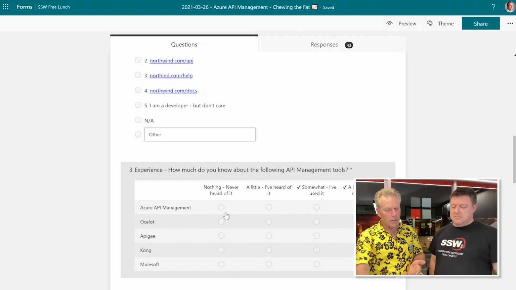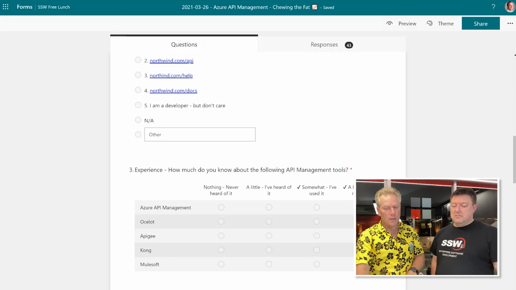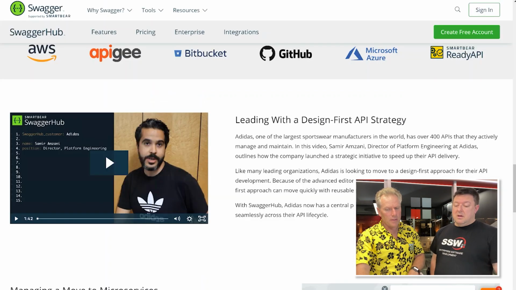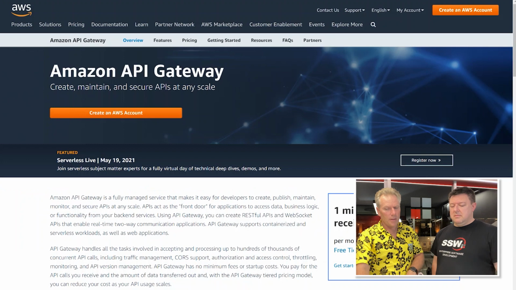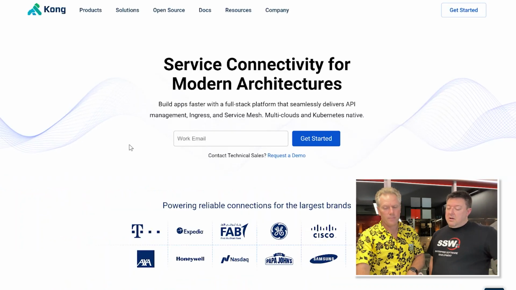You know, there's Azure API Management, there's Ocelot, Kong and MuleSoft and others. I've got a few up here. So you've got Swagger, and Swagger Hub is another one. And this is the one that we like a lot, API Management. But Amazon have their own API gateway. There's Kong. You use this? Seen it? It's very popular.